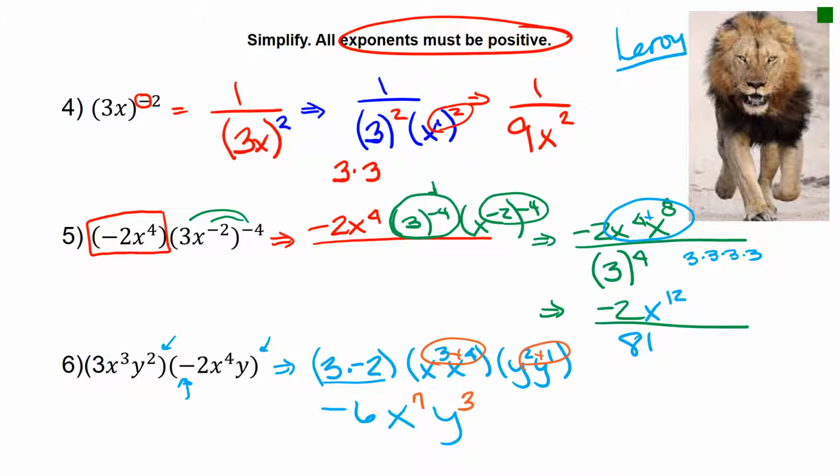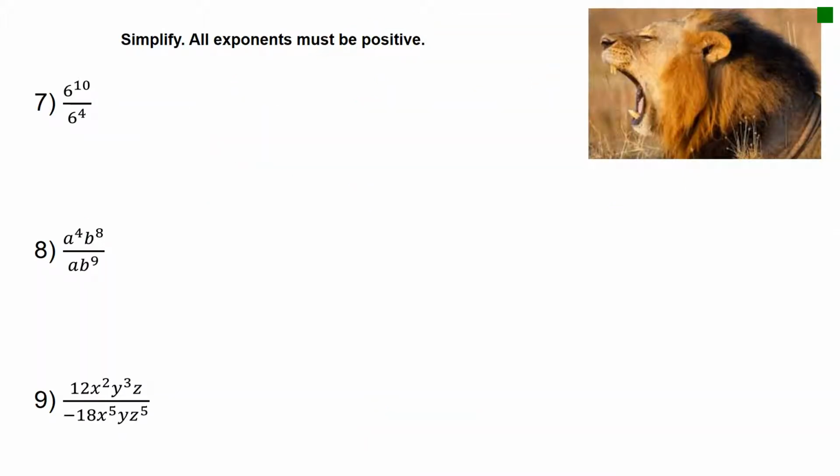Oh my gosh, so many rules, so many rules. You're going to be ready for the test, though. Quiz. It's a quiz. Leroy. Let's see what he's doing on the next page. Woo, he's getting CP. Okay.